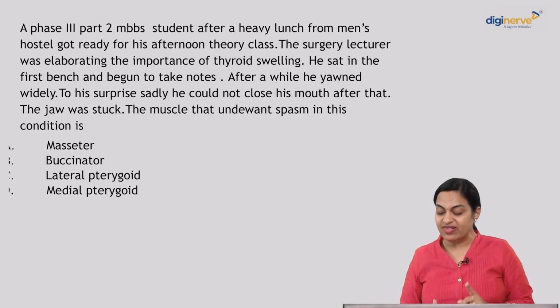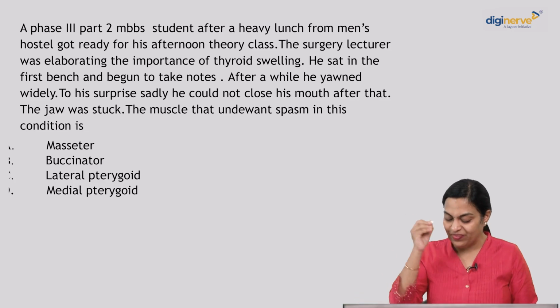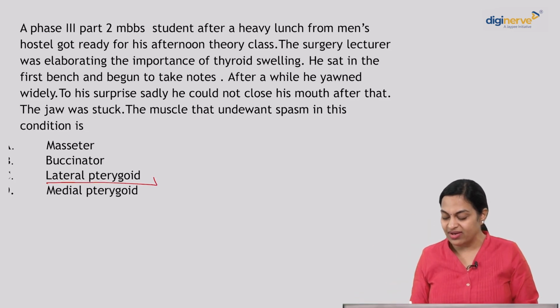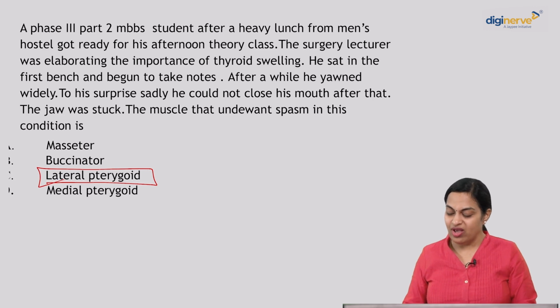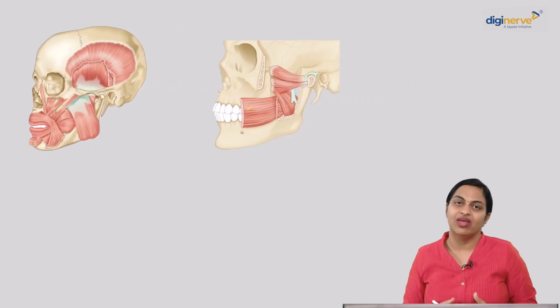To his surprise, sadly, he could not close his mouth after that. The jaw was stuck. The muscle that underwent spasm in this condition is, yes, the one that helps you to open your mouth, the lateral pterygoid. Okay, so this muscles of mastication is a very high topic, very, very, very important.